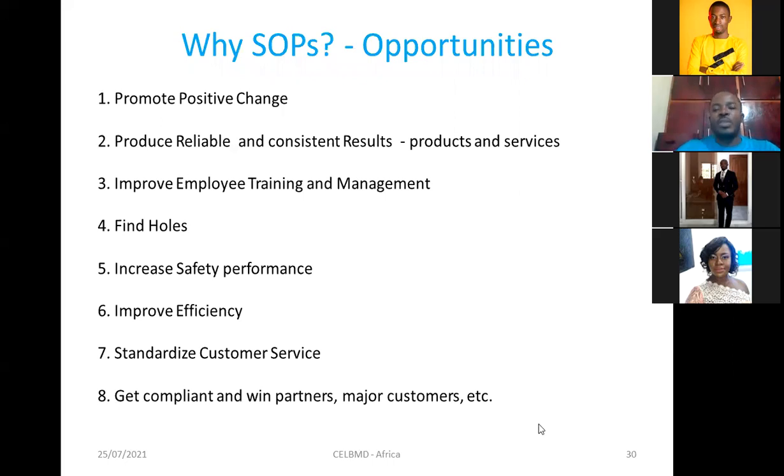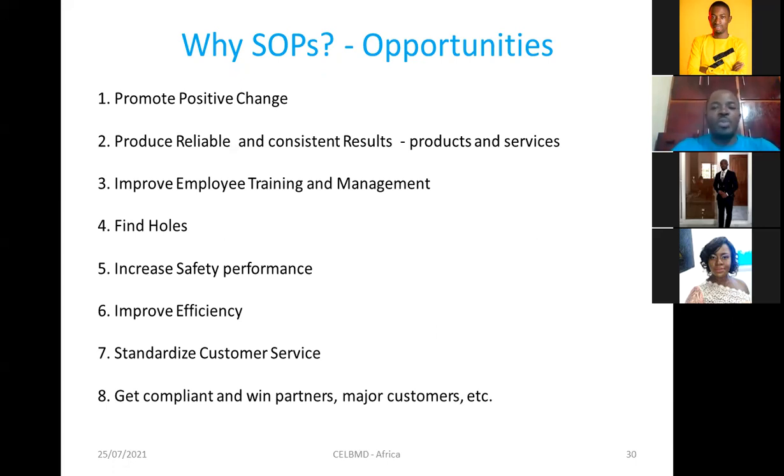Why do we need those SOPs? Summarily, these are the opportunities in perspective for the SOPs. Through SOPs, a positive change can be promoted within the organization. Everybody understands the procedures, everybody understands the level of responsibility, and everybody knows that they'll be held accountable because you cannot feign ignorance. The procedure is clear.